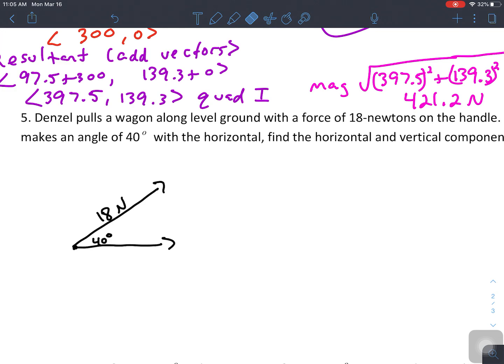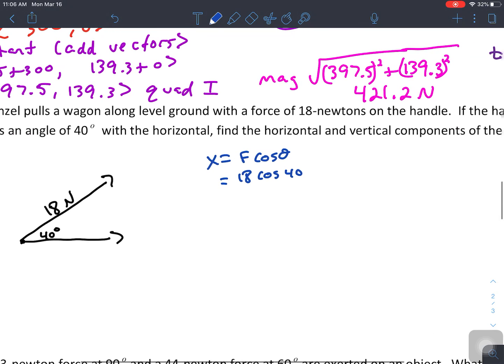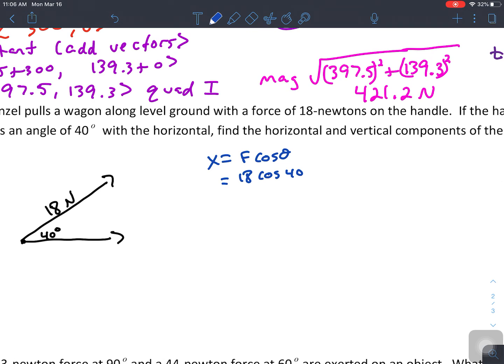So let's go ahead and find the x value for this. Okay, so x is going to be the force cosine of theta. So the force is at 18 newtons. The cosine of this is 40 degrees. When you plug that in your calculator and you calculate it, this is going to be 13.8 newtons.